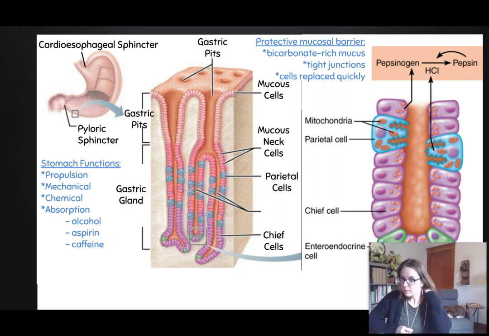Nothing else really. Like my sugars, no. My proteins, no. My fats, no. Okay? Those sorts of things don't get absorbed.